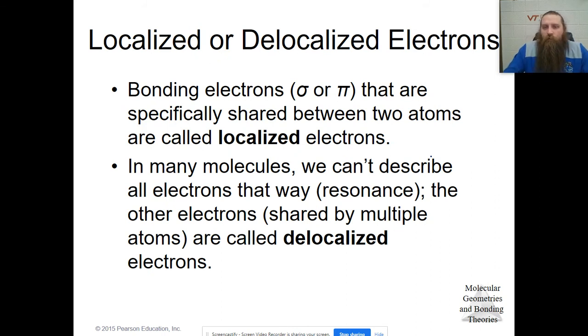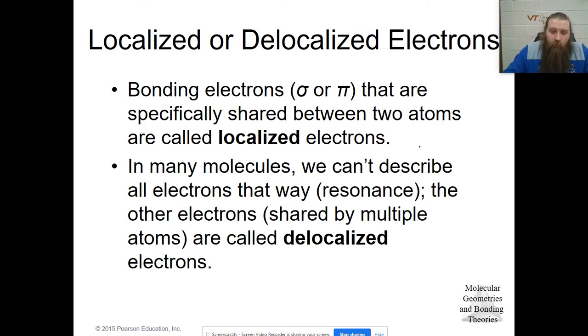Well, if we're going to talk about these bonds and where these electrons are, then we need to be able to define those electrons as localized or delocalized. So bonding electrons that are specifically shared between 2 atoms, they're not resonating, they're not moving around, are called localized electrons. Great example would be oxygen bonded to oxygen. I said this in the other video, right? Those electrons in those bonds are localized electrons.